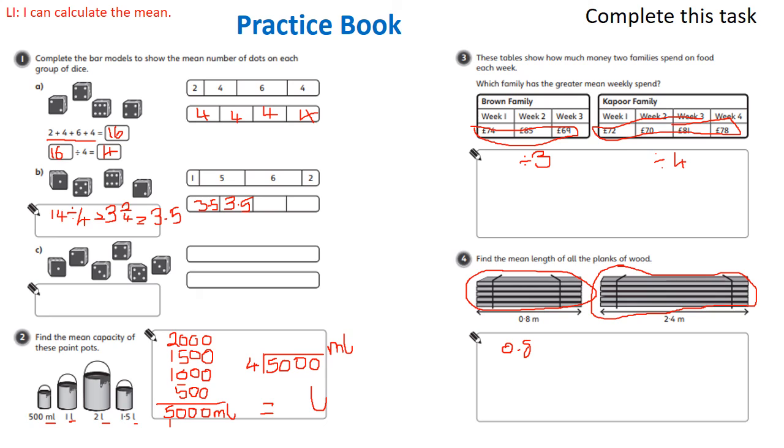0.8 plus 2.4. And how many packs of wood are there? This is 1 pack. And this is another pack. So we've got 2 packs. So my answer, which is the dividend, is going to be divided by 2, which is the divisor. Okay, you can finish all of those.